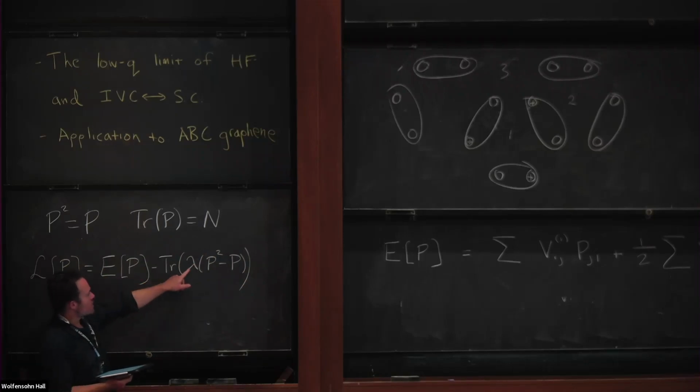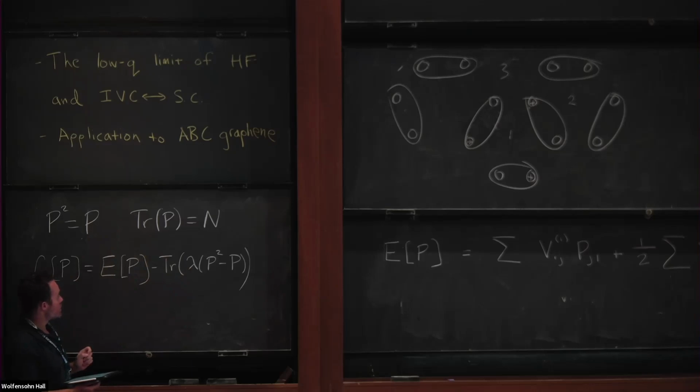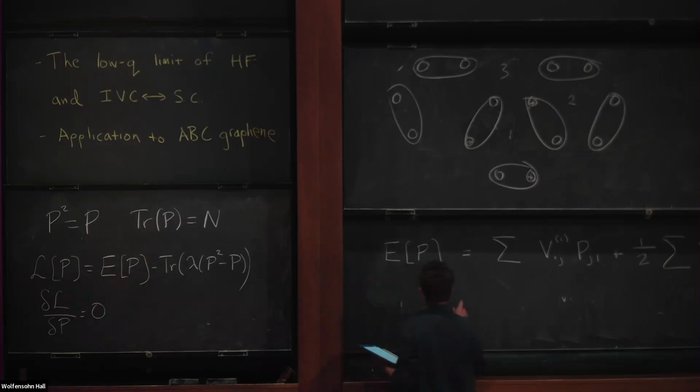So this lambda here is an m by m matrix of Lagrange multipliers, which then enforce the constraint that P squared is equal to P. And then what I need to do to find out what the energy minimum is, is look for solutions where dL/dP is equal to 0. Okay, and then using this expression here, I can then figure out what that is.